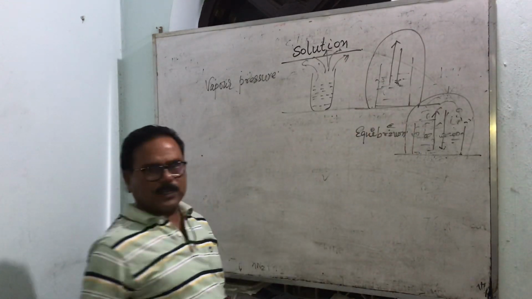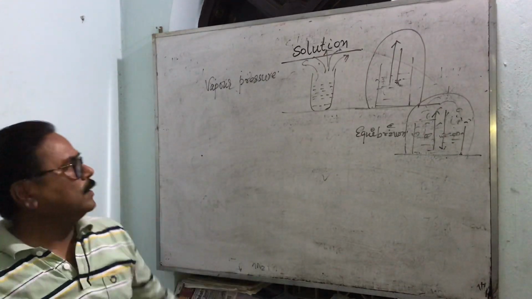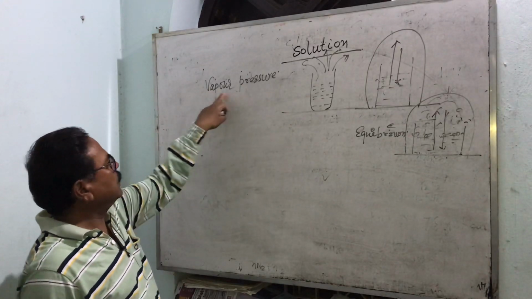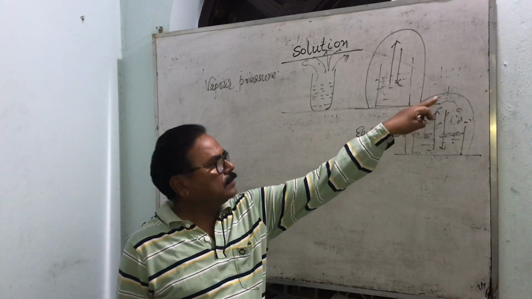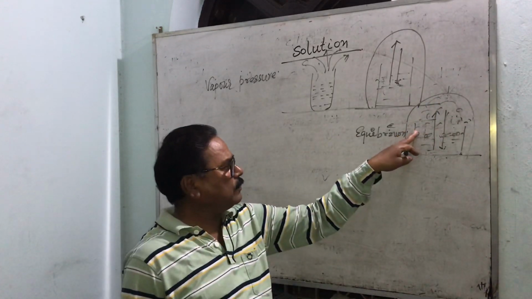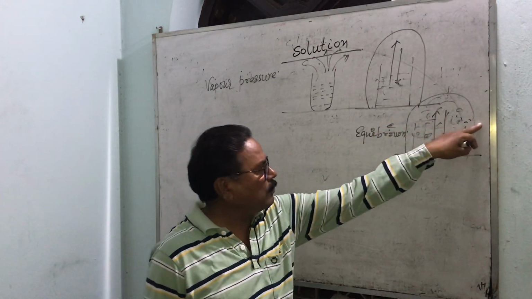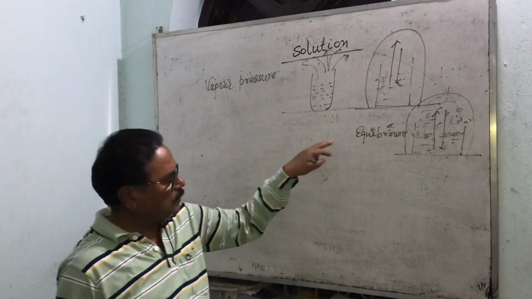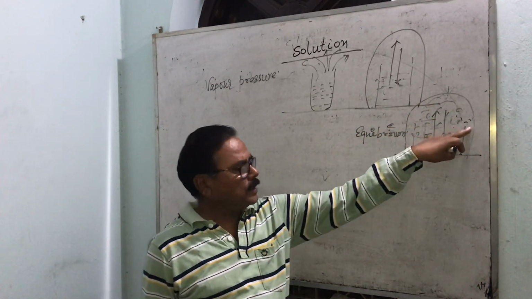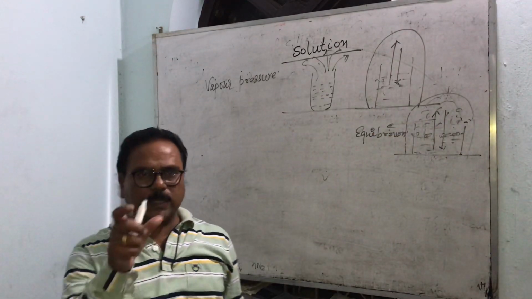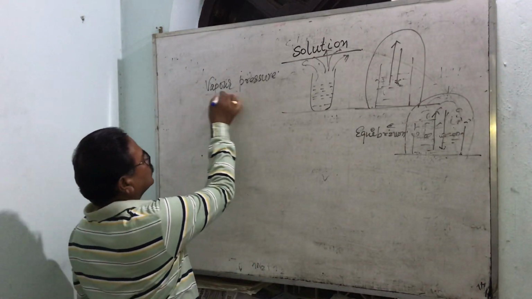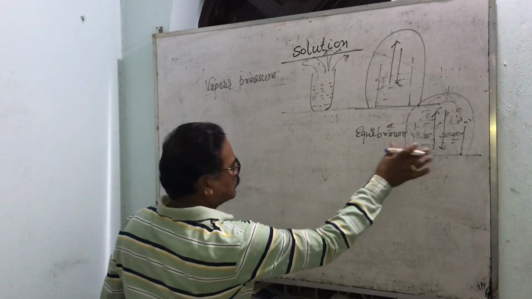So how can we define the vapor pressure? It is the pressure exerted by vapor on the liquid surface in equilibrium. The pressure exerted by vapor on the liquid surface in equilibrium at a particular temperature is known as the vapor pressure. Now the definition is very clear.